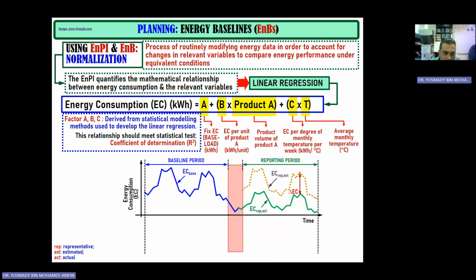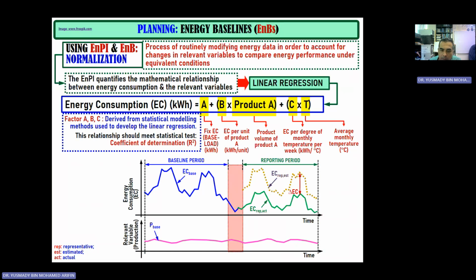So REP represents the representative, EST represents the estimated, ACT represents the actual data. Each data set consists of at least two variables: energy consumption versus the relevant variable data. For this case, we refer to production. The pink line represents the production data within the baseline period and within the reporting period. The production data within the baseline period is referred to as P base, and within the reporting period as P representative.